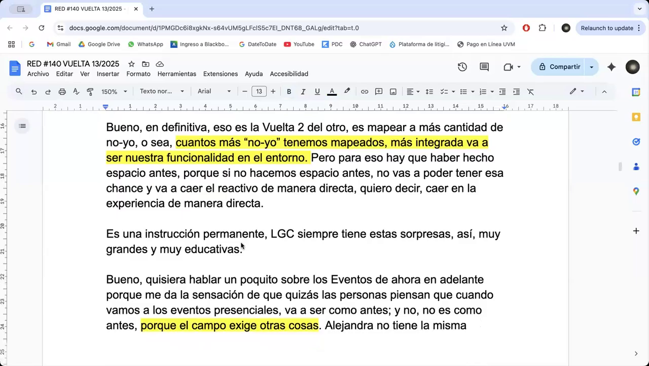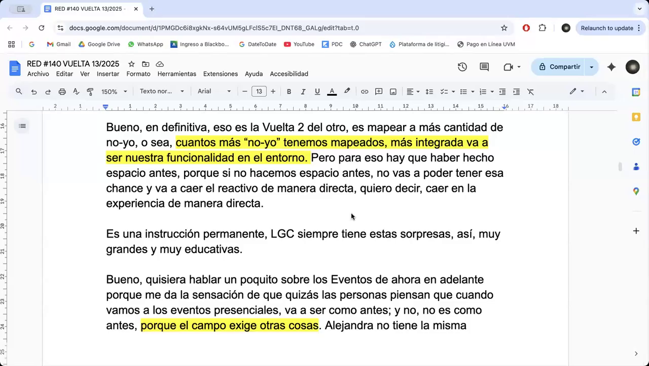So, that's what we are talking about when we're talking about the second lap that has to do with the other. So, being able to map as many not me's. The more not me's that I am able to map, the more integrated our functionality in the entorno will be. So as many not me's as I have mapped, my functionality in the entorno will be better.